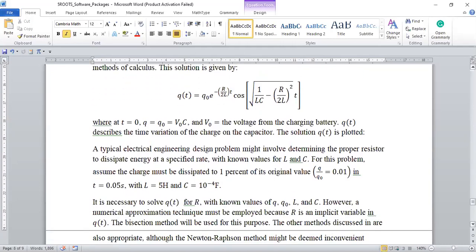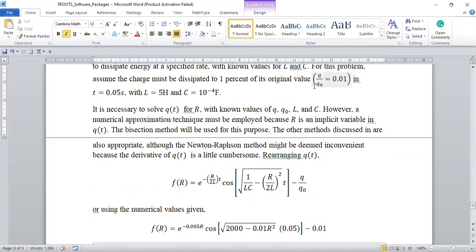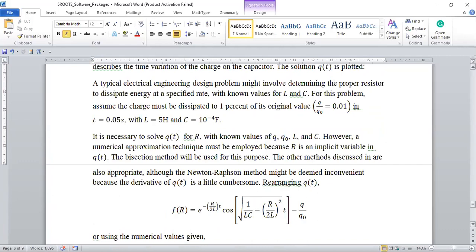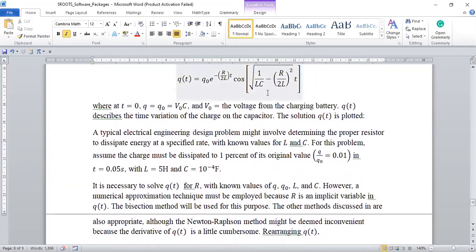Then the question is that we want to find the value of R, the resistance, that gives us an inductance of 5, a capacitance of 10 to the minus 4 farad, and a charge dissipation of 1%. So Q divided by Q naught is 0.01 at a time of 0.05 seconds. So we want to find R now.